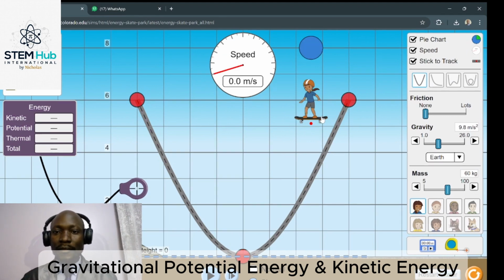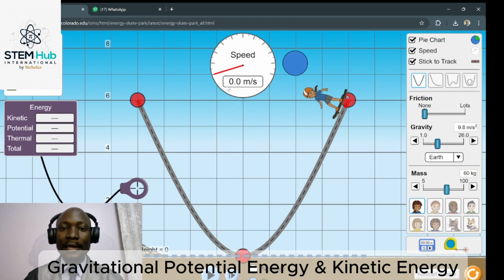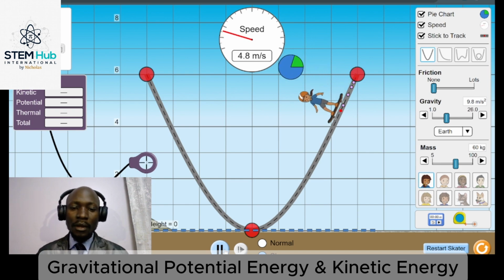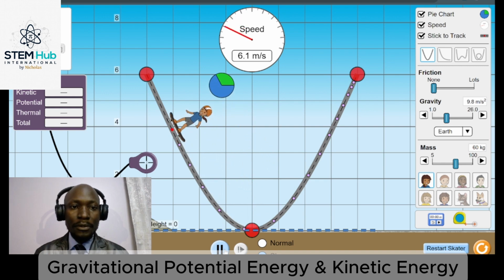I want us to play. There's a boy here that is skating. I want us to observe how the movement is. We also have a speedometer here to show us the speed that is moving as you observe. The boy is moving. Look at the speed at the bottom part, it is 10 point.